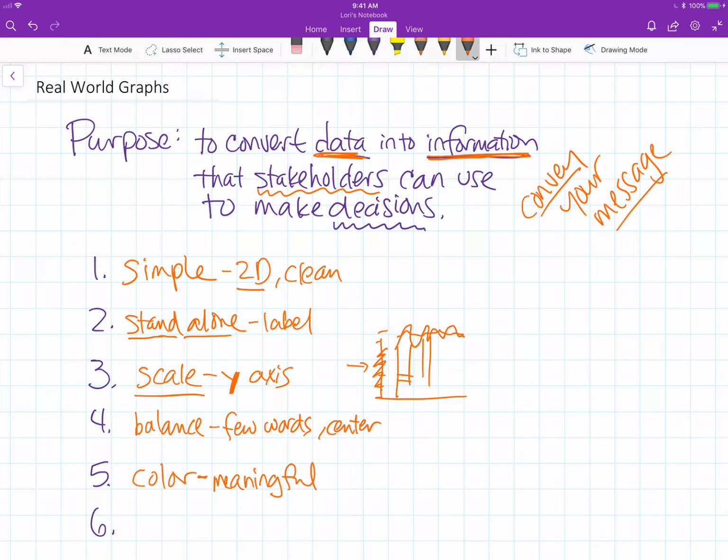And finally, this is probably one of the most important things to keep in mind, but it can be one of the things that we forget about, and that is to use the correct graph for whatever variable type.